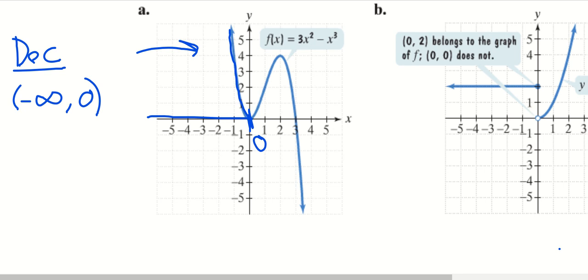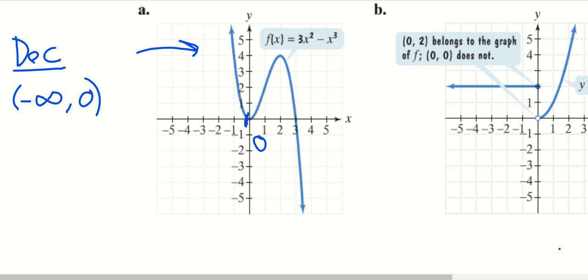Also, whenever we're talking about intervals of increase and decrease, the endpoints are not included. Those are going to be points where oftentimes the graph will change behavior from increasing to decreasing or vice versa. And so those points don't get included in either of the types of behavior.